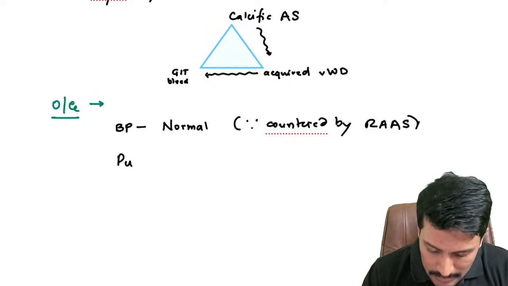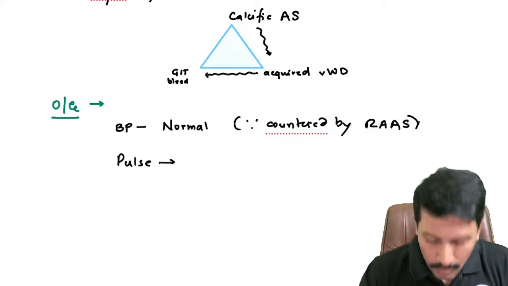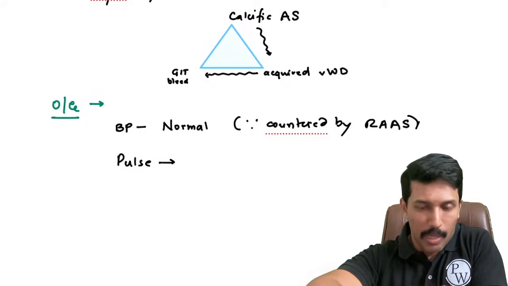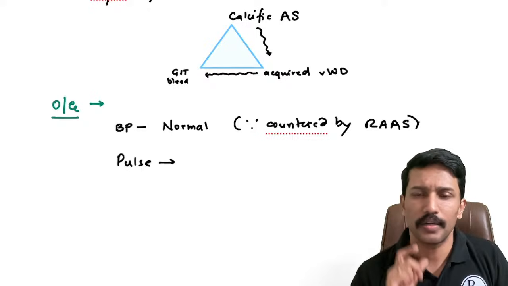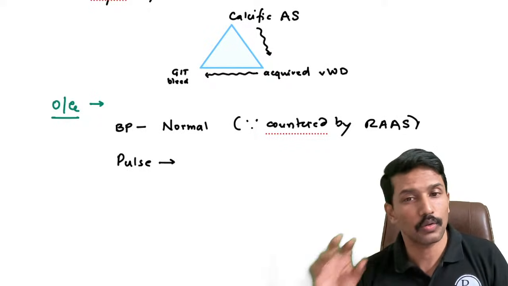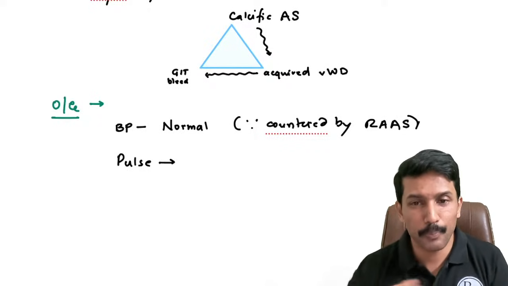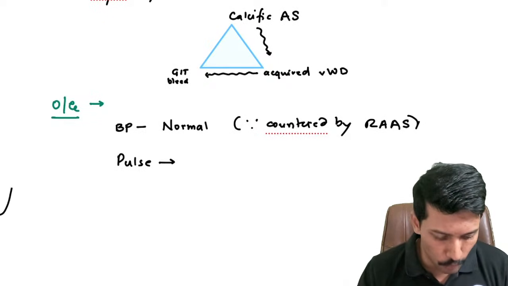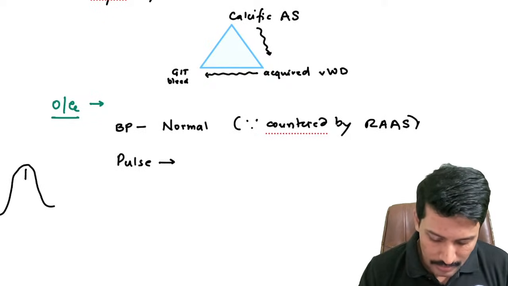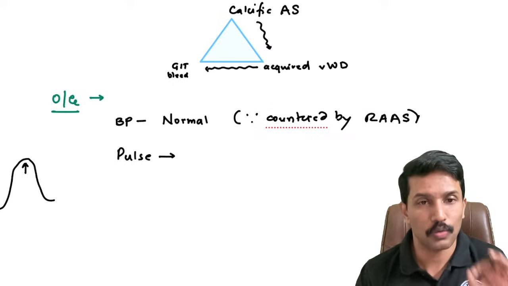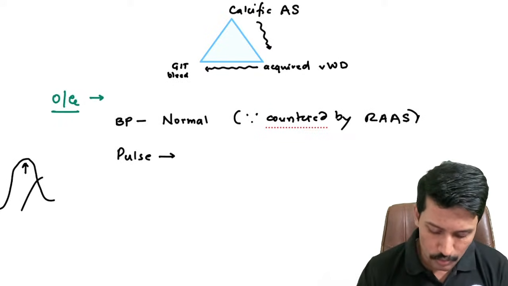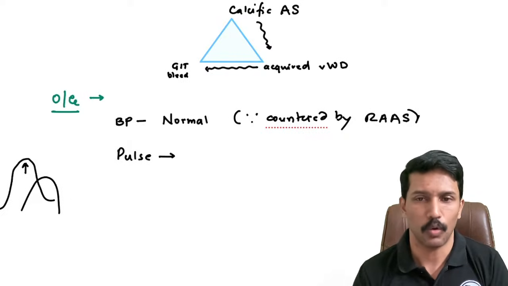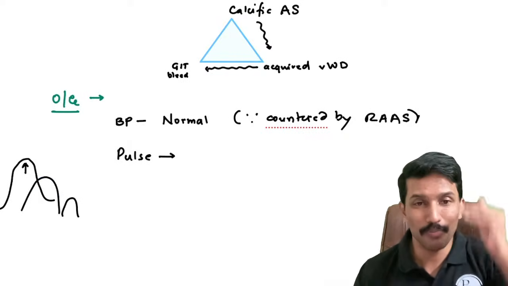When it comes to pulse, remember when you are palpating for the pulse, it comes and hits your finger, right? How forcefully it hits, that is dependent on the stroke volume. If I have to put a waveform of the pulse, it has a peak, right? This peak depends on the stroke volume. It is directly proportionate to stroke volume. So the lesser the stroke volume, the peak becomes smaller. Further less the stroke volume, the peak becomes smaller.